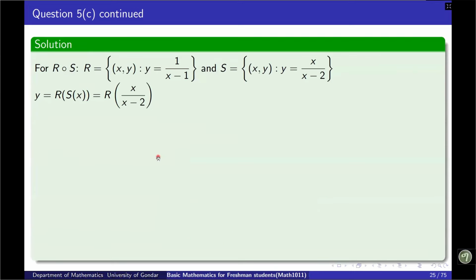Similarly, the other, that is for R composite of S, R is given to be this, and S is this one, so that R composite of S could be y is equal to R of S of x, which is R of x over x minus 2.